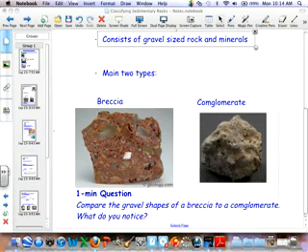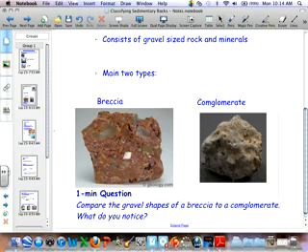Not really. It's not so much, because the key word here is shapes. One's flat. If you look at your breccias, what do you notice about each one of these shapes? Well, that's because you're looking at it from a side view, but they're blocky, right? Sharp edges. Okay. What do you notice in the conglomerate? Okay. So all these are rounded shapes.